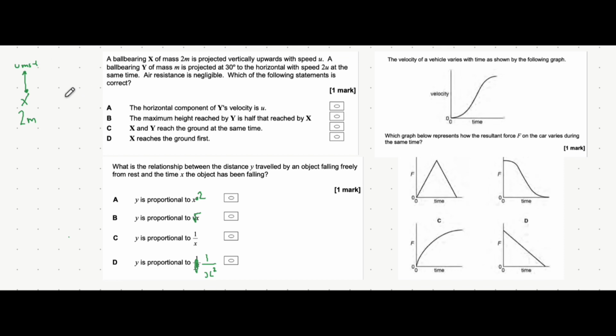There's another one, which we call y, with a mass m. That's projected at 30 degrees to the horizontal, so we can draw that on as this angle here. And it's projected with a speed of 2u meters per second. It then asks which of the following statements is correct.